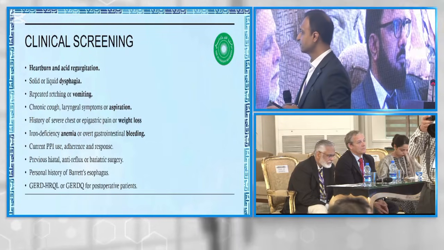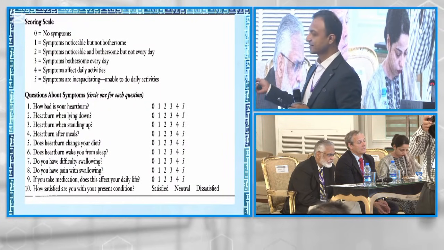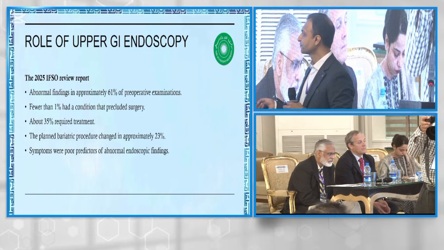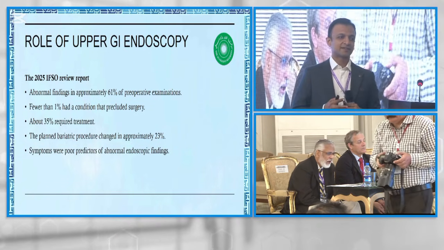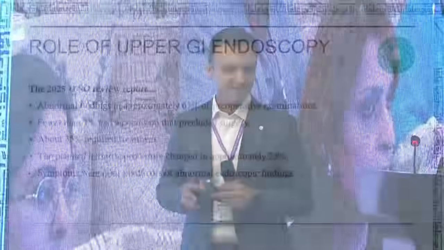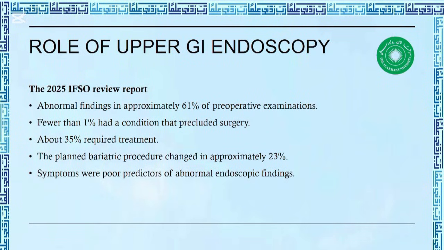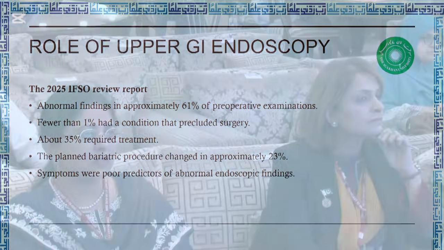The first line workup that we do, these are the various symptom scores which have already been discussed. The first line investigation, in case you're suspecting a hiatus hernia or if a patient has significant reflux, is upper GI endoscopy. According to the 2025 IFSO report, at least 2/3 of the patients were found to have positive findings during endoscopy. 1/3 of the patients needed treatment, and in 1/4 of the patients we had to change the bariatric procedure which was being offered. So it is an extremely valuable investigation.